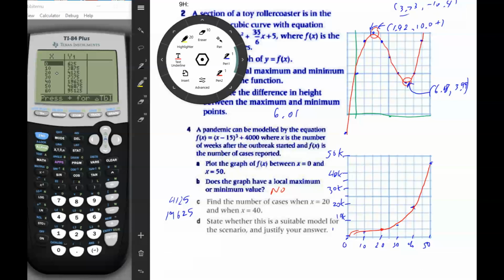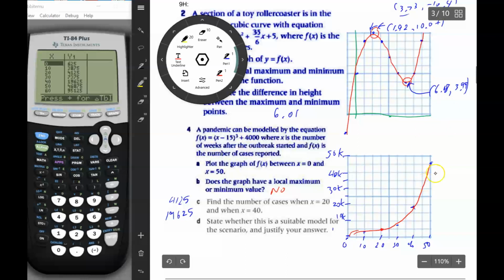So, suitable model for the scenario. What they're looking for here is you look at the shape and say, is this reasonable? Is this what I see when I imagine how an outbreak is going to spread? The only problem with this that I can see is, what does it do when it goes over here? Well, this is a cubic, remember. So it goes through this middle point, and then it's going to go to infinity. And it's going to go to infinity exponentially.